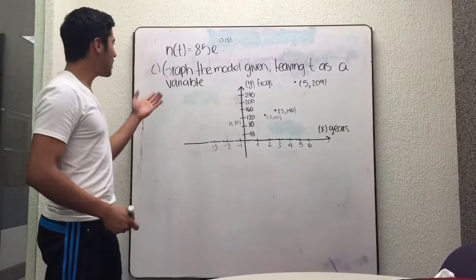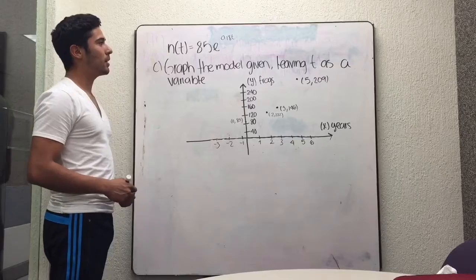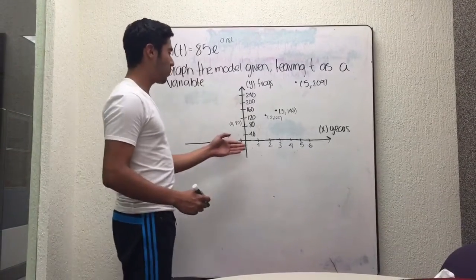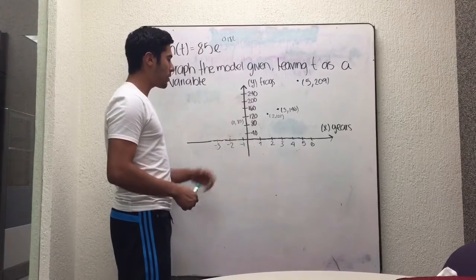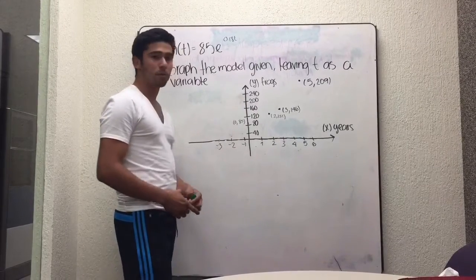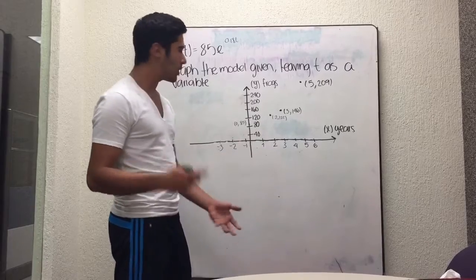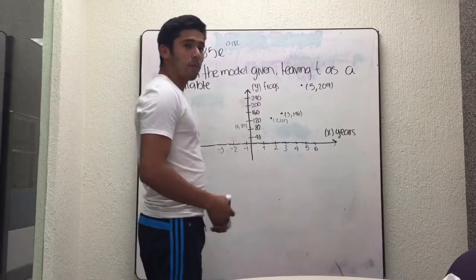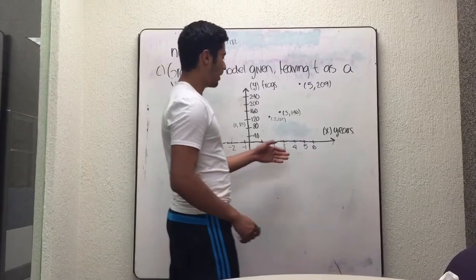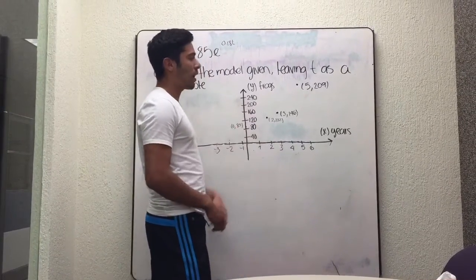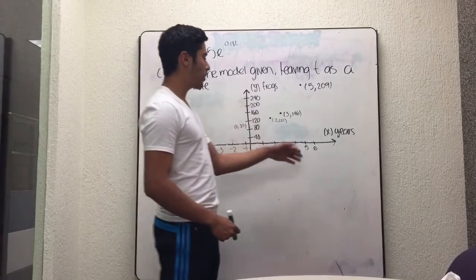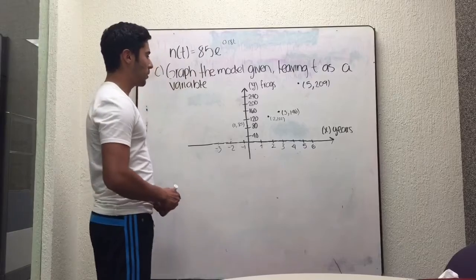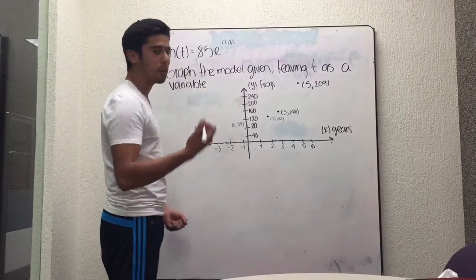Question C asks for the graph of the model, leaving t as a variable. First, when we had 0 years, we had 85 frogs. Later, when we had 2 years, we had 122 frogs. When time passed, in 3 years we had 146 frogs, and later when we have 5 years we have 290 frogs. The graph will be like this.